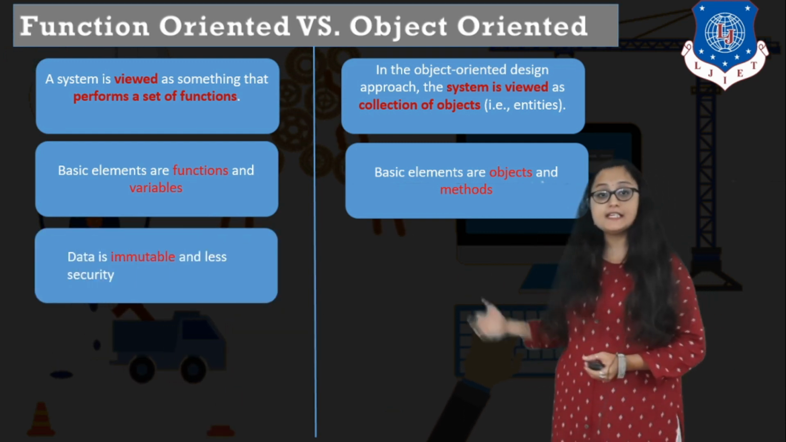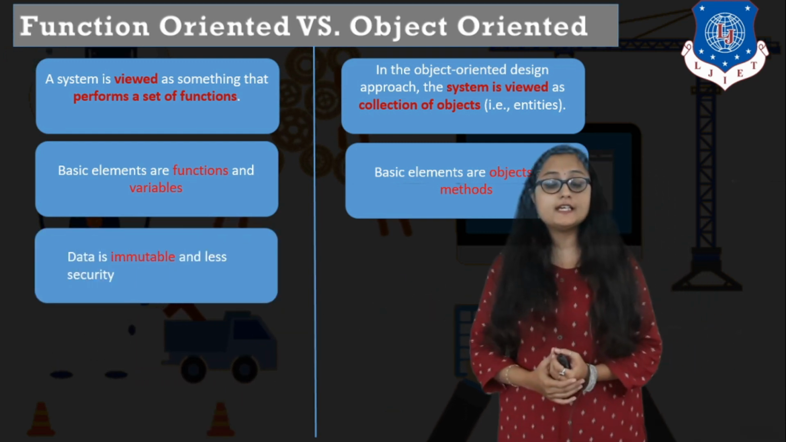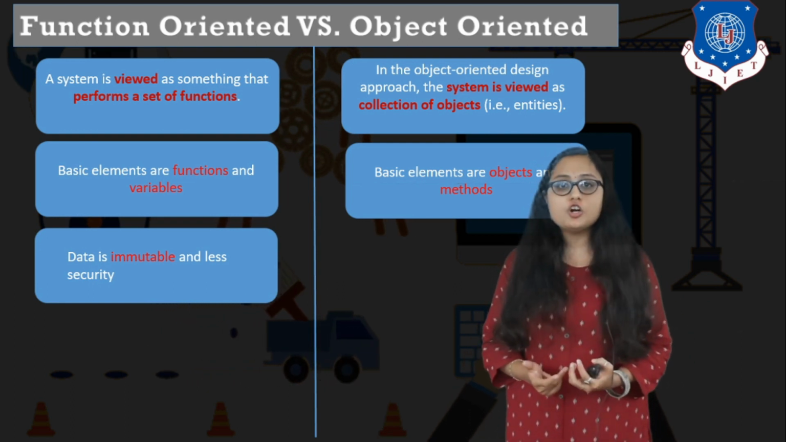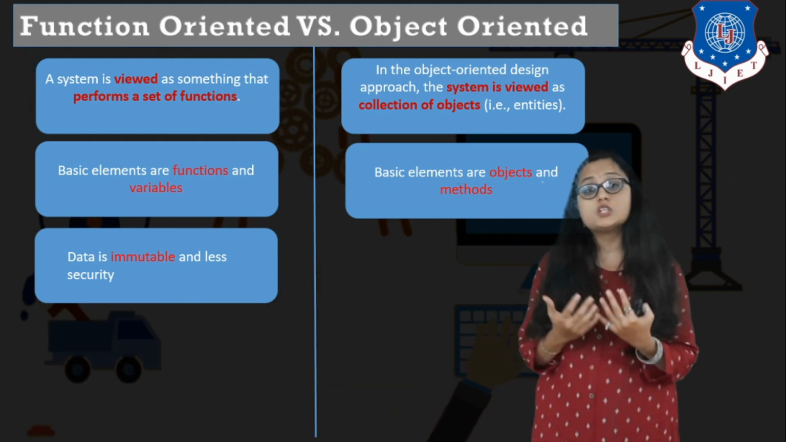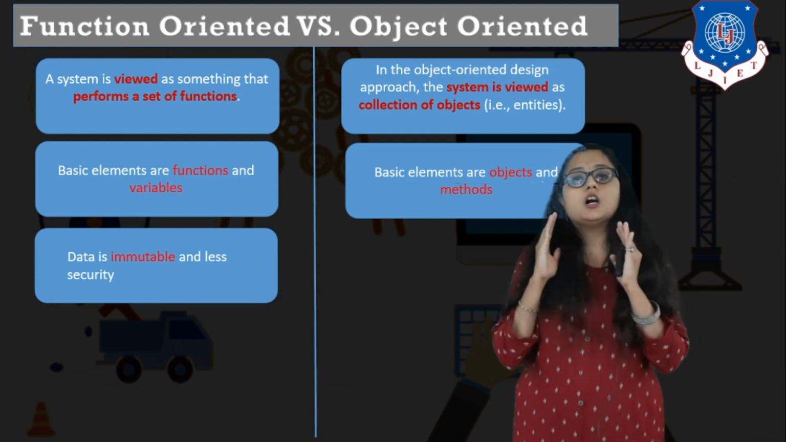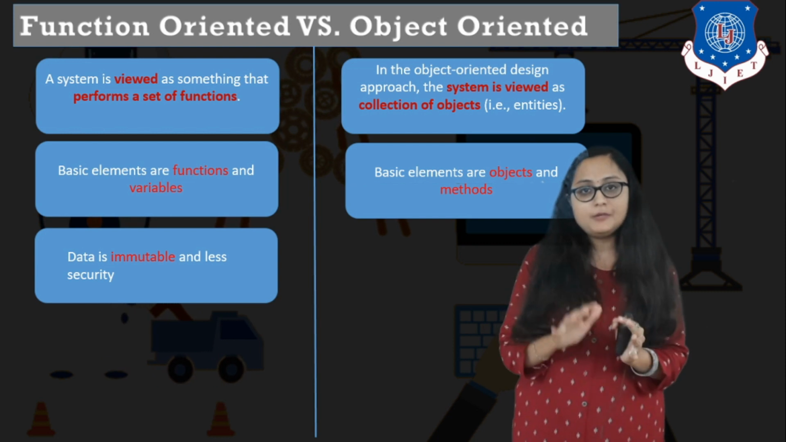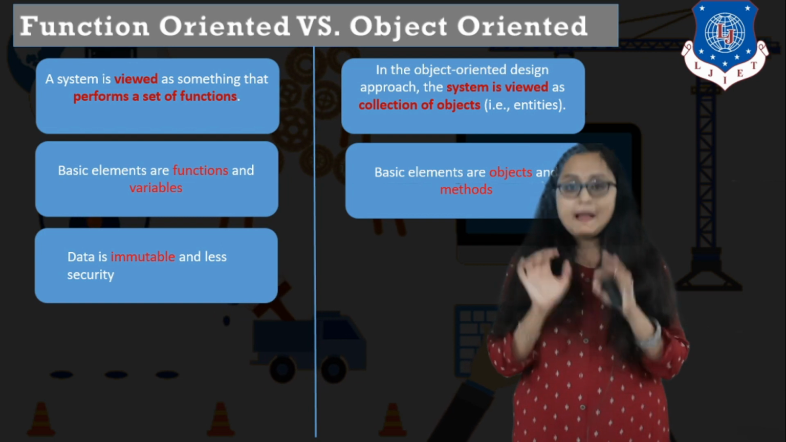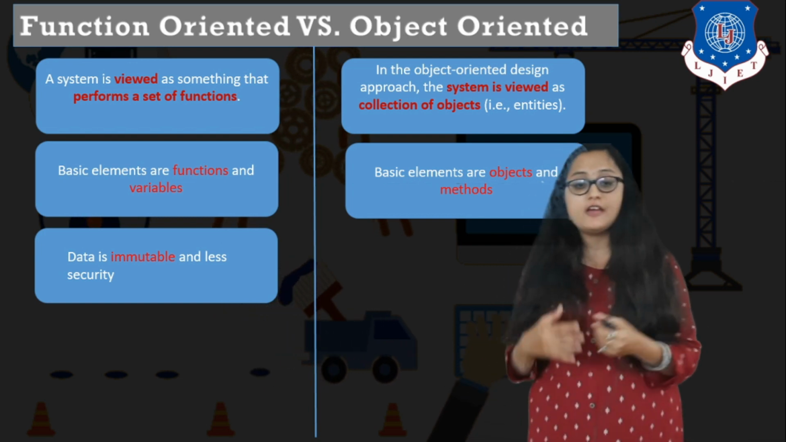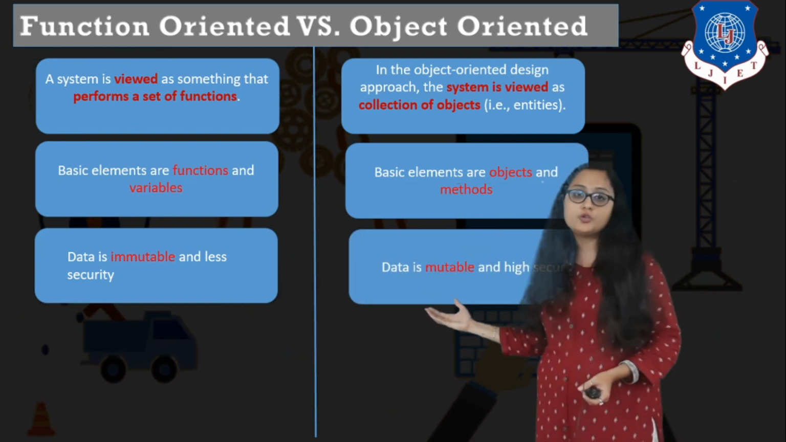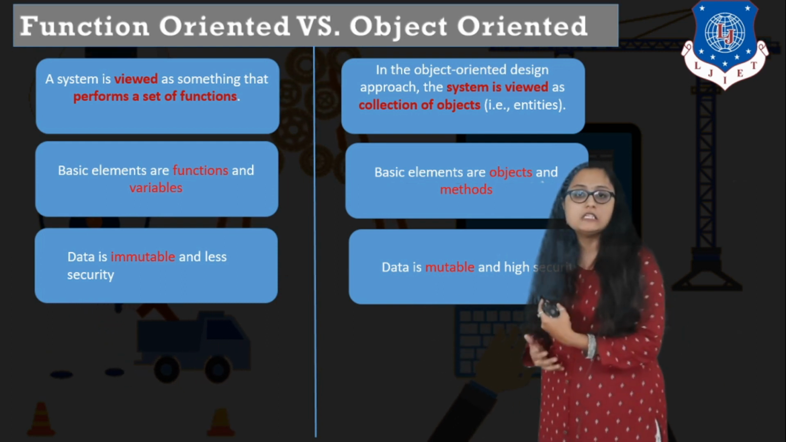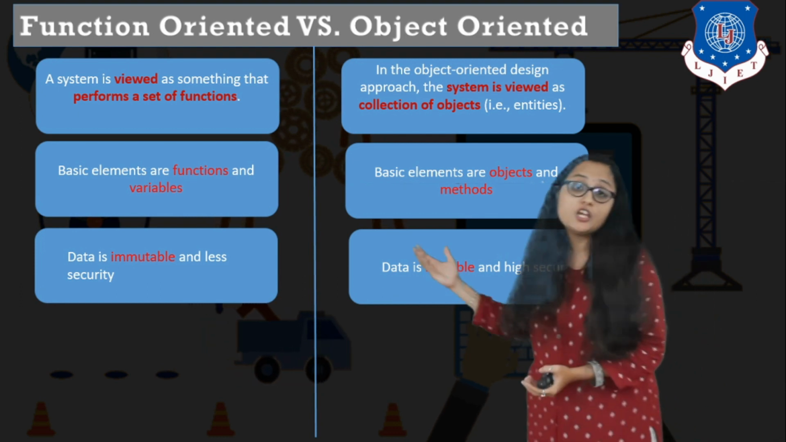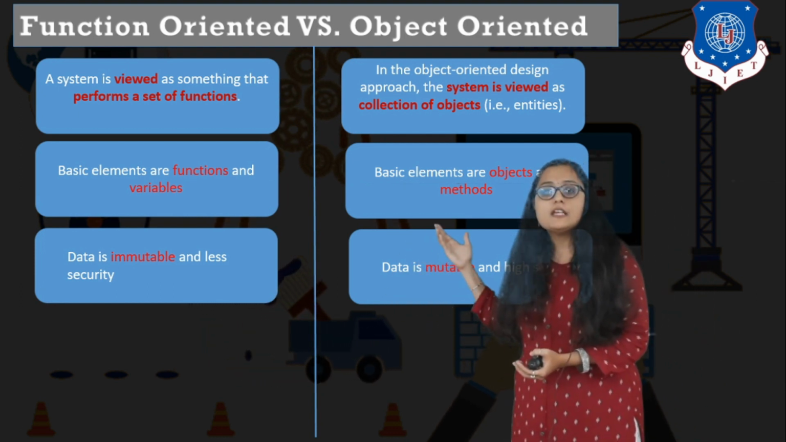The next difference is that the data in function oriented is immutable, that is you cannot change the data of your function. Also, if you are inputting the same input and variables in a function oriented approach, the output will be the same, right? Whereas in object oriented the data is mutable, it means you can change the data as many times as you want, right?